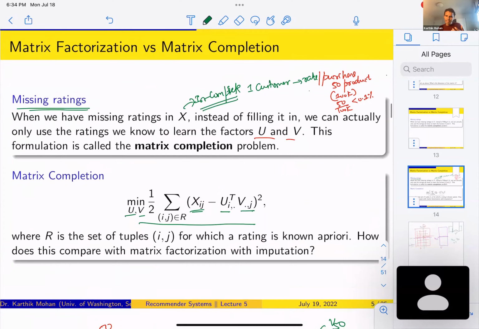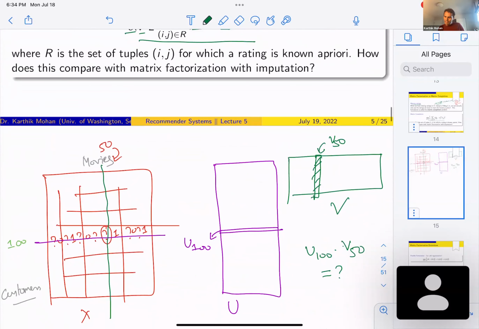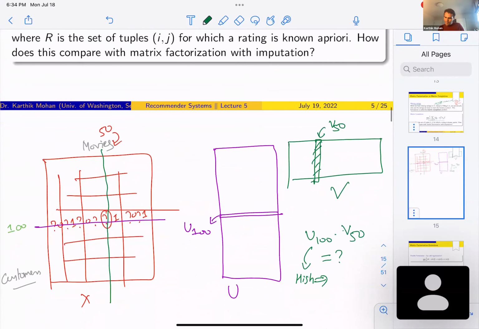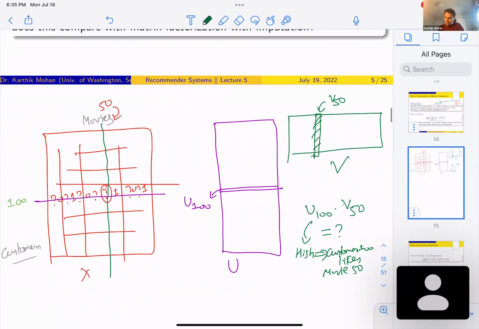Because you're learning it that way, if you get a U100 dot V50 that's high, this implies customer 100 likes movie 50. On the other hand, if this is low, it implies customer 100 may not like movie 50.